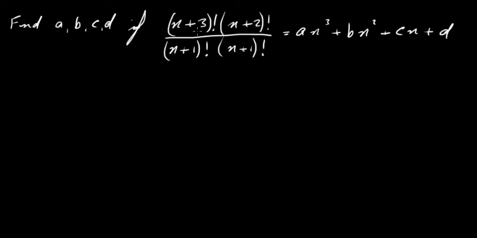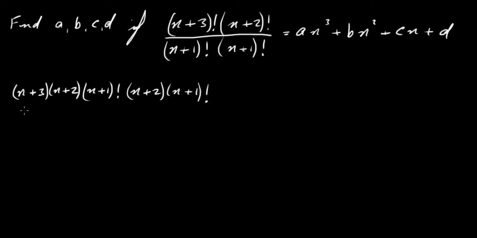Well, I can see here on the top I've got an n plus 3 factorial and an n plus 2 factorial. Down at the bottom here I've got an n plus 1 factorial and an n plus 1 factorial, which are actually lower than these two here, so I can reduce these down to n plus 1 factorial. So in other words, this n plus 3 factorial here, I can write as n plus 3 times n plus 2 times n plus 1 factorial. This n plus 2 factorial I can write as n plus 2 times n plus 1 factorial.